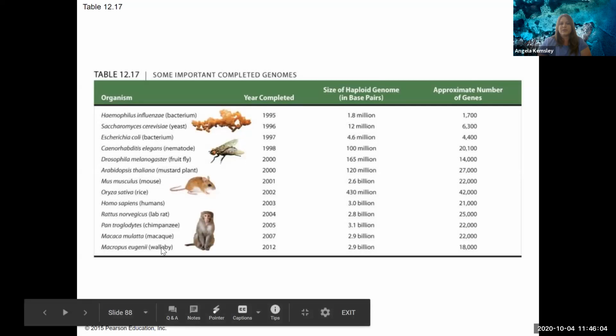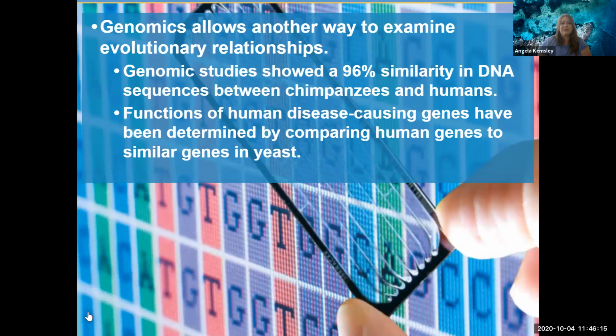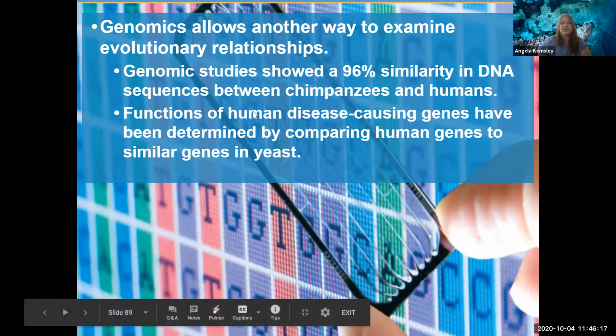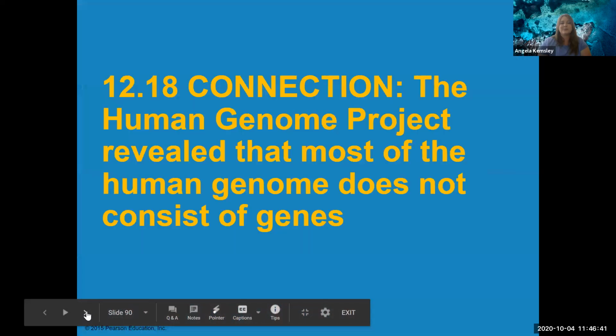And now we're into some more complex ones. So it takes a lot of money and a lot of time. But we get some really interesting results when we're able to study the entire genome of a species. Genomics allows another way to examine evolutionary relationships. Genomic studies showed that there's a 96% similarity in DNA sequences between chimpanzees and humans. Chimpanzees and humans are both great apes, and their DNA is very, very similar. So we share 96% of our DNA with chimpanzees. Functions of human disease-causing genes have also been determined by comparing human genes to similar genes in yeast. So lots of different ways that these genomic studies can be used.